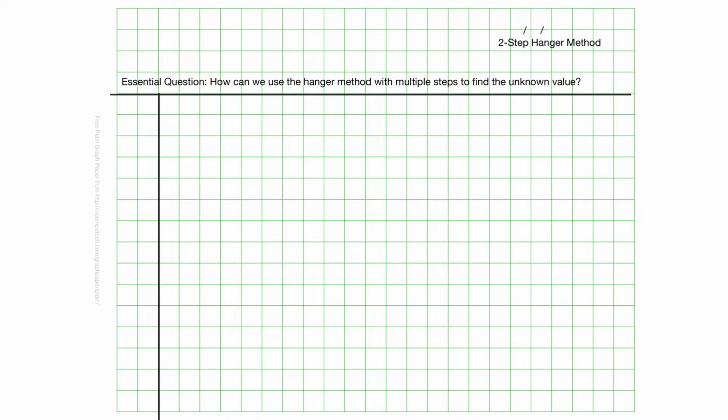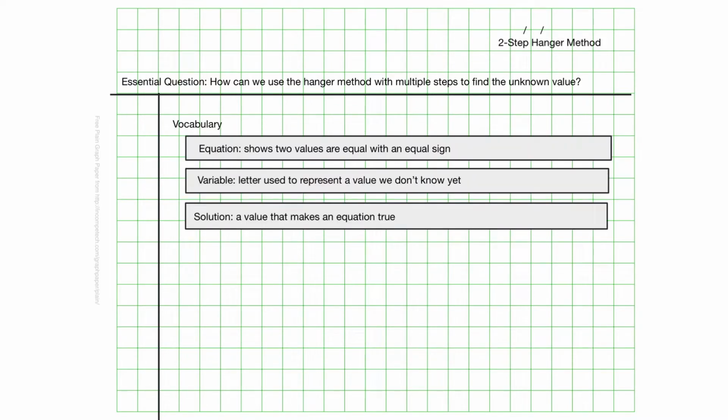And before we do anything else, I'm going to jot down a reminder of 3 key vocabulary terms. So the first 3 terms to remember are equation, which is of course showing that two values are equal and uses an equal sign. Variable, which is a letter that we use frequently in math to represent a value we don't yet know. And solution, which is a value that we could put in place of that variable that makes the equation true. So those are 3 reminders, but there are a few other important terms to know.